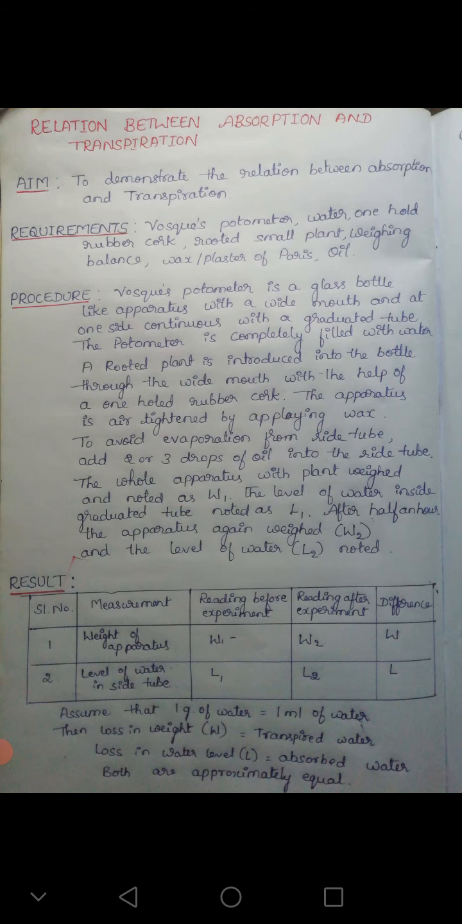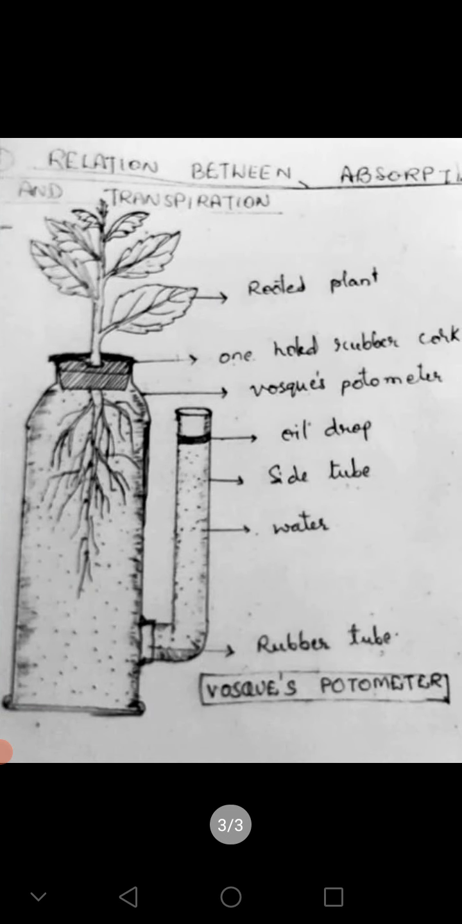Procedure: Here is the photometer. This is the image of the photometer, which consists of a glass bottle-like apparatus with a wide mouth and, at one side, continuous with a graduated tube. The photometer is completely filled with water.